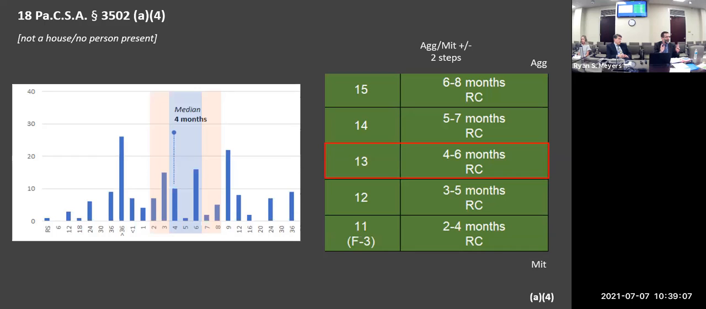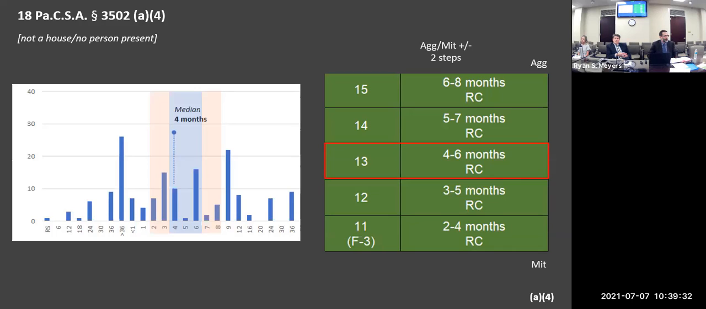Then we look at the aggravated mitigated range, and then we see where this plugs into the new grid. And we're going to think about also not just the standard range, but this aggravated mitigated range. And so this is a type of process that we can undertake from a descriptive approach for all the offenses that we would like, using, again, this historical sentencing data that we have.